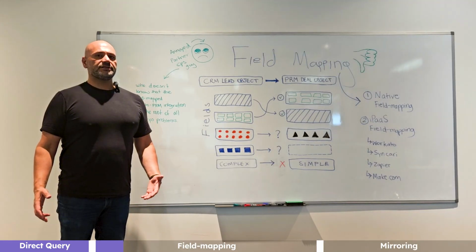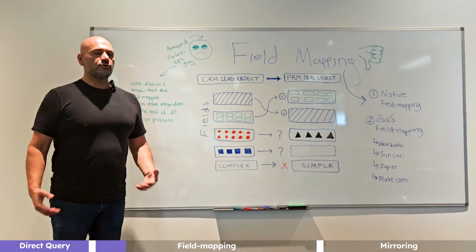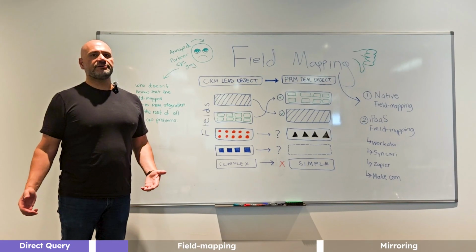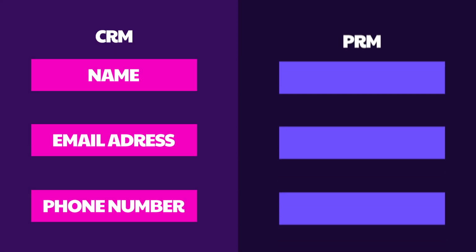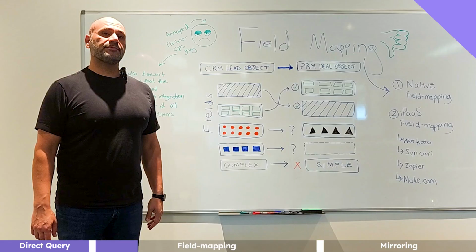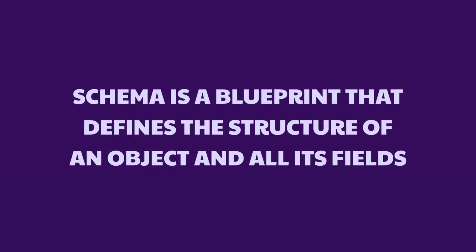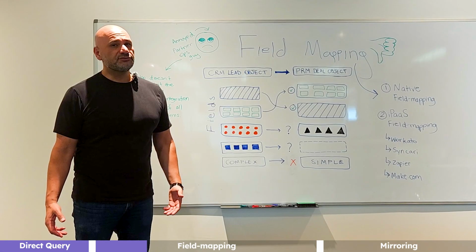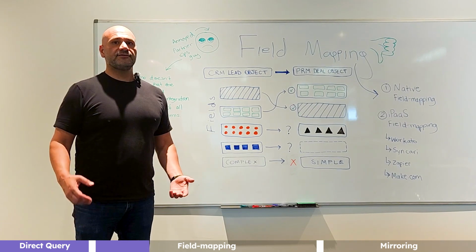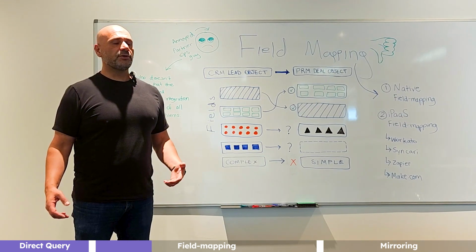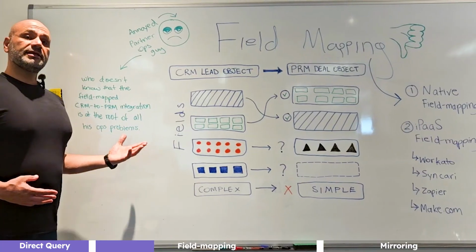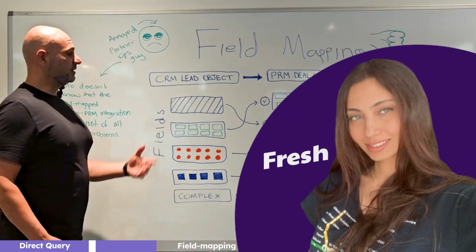This method of integration can present some challenges. In most cases, this type of integration in other applications is not a big issue. But when you're connecting your CRM to your PRM, those problems become a huge challenge to your workflow. To understand field mapping, you must first understand what schema is. Schema is a blueprint that defines the structure of an object and all its fields. It tells you what kind of information each field can hold, whether it's text, an email, a phone number, or something else. Now let's take a look at this beautiful illustration that Fresh has put together.